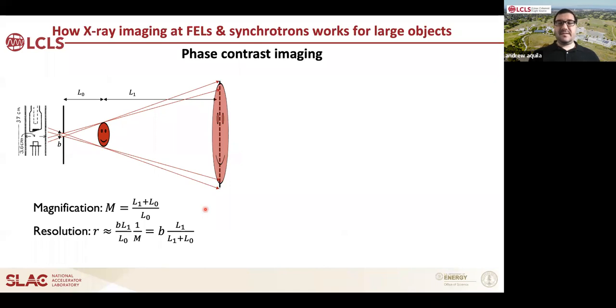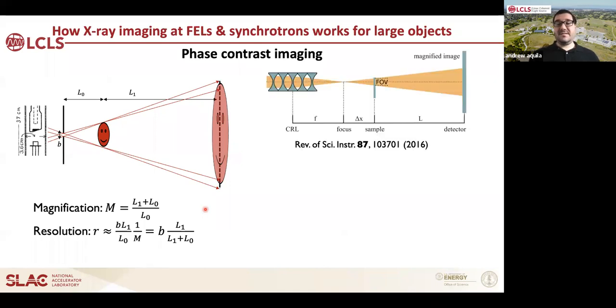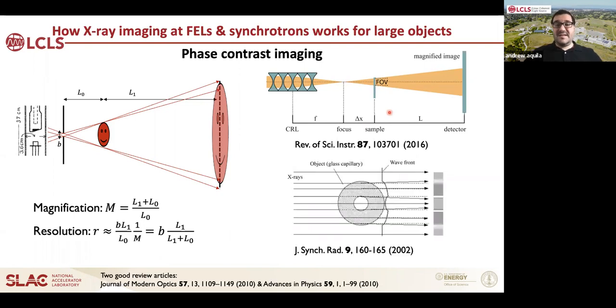So can we use the same technique? And we do. This is actually from a MEC (Matter in Extreme Conditions) paper, where they use those CRLs I was telling you about to focus the beam to a very small point, and they put a sample downstream of that focus and propagate. This is considered phase contrast imaging.